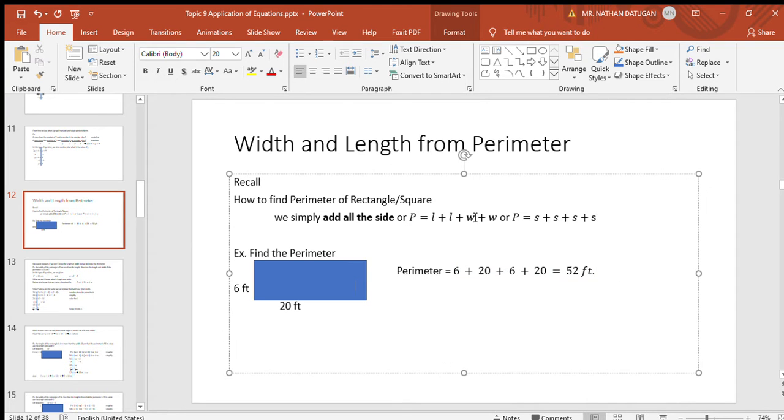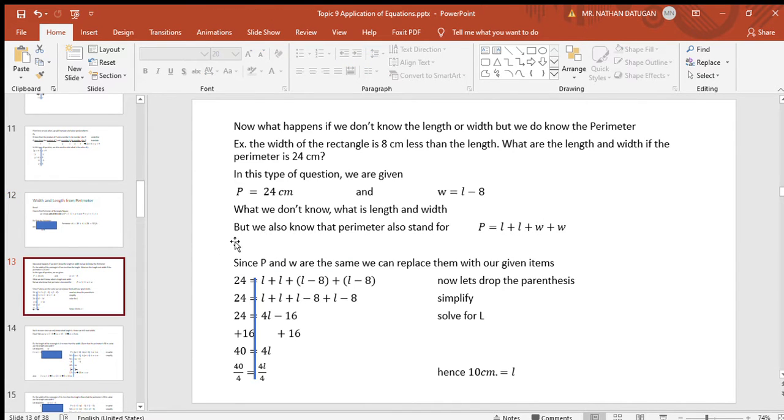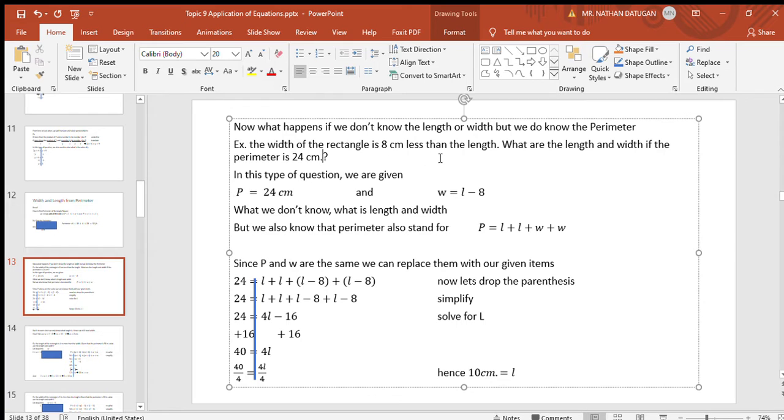Now that we had a pretty good refresher on how to find the perimeter, what if we don't know the length or the width? So now, let's say we have a problem. The example is: the width of a rectangle is 8 centimeters less than the length. What are the length and width if the perimeter is 24 centimeters? In this type of question, we don't know what the length or the width is. But we do know that the perimeter is 24 centimeters. From the question itself, it tells us P is equal to 24 centimeters.